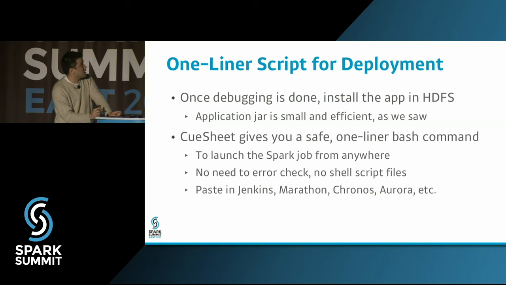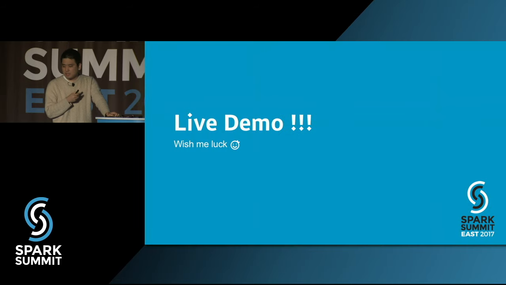And one more thing that CueSheet provides is a one-liner script for deployment. So once debugging is complete, it's time to deploy the app, and CueSheet will provide you a long line of shell command you can paste into tools like Jenkins or Marathon. In that way, you don't need to save or version control any shell scripts, and because it is generated by a program, you don't need to error check for that. So let me go directly through a live demo of CueSheet.